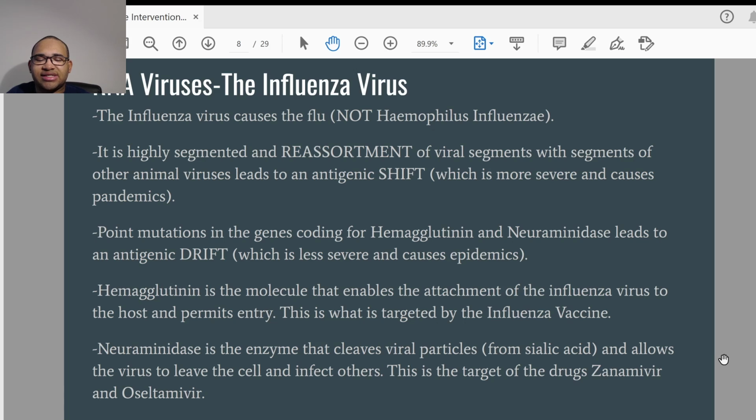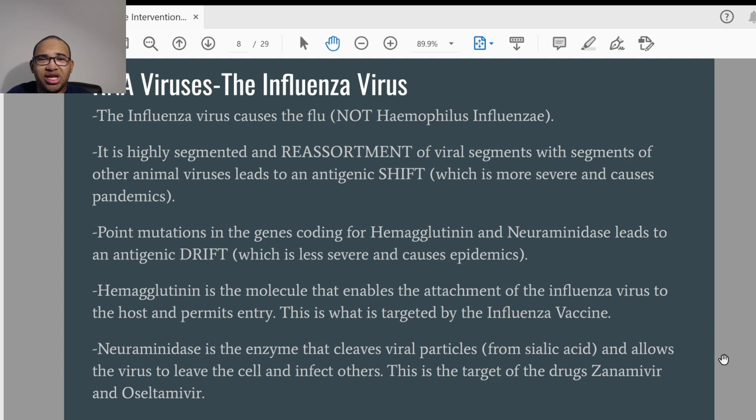And then neuraminidase is essentially the enzyme that cleaves the viral particles, right? Usually the viral particles are connected to sialic acid. So you cleave the viral particles from sialic acid so that the virus can leave the host cell it has infected and go and do its bidding in other cells, right?